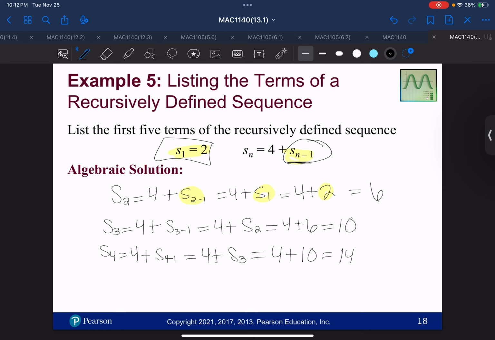And then the fifth term would be equal to 4 plus s sub 5 minus 1, which is equal to 4 plus s sub 4, which is equal to 4 plus 14, because that's what s sub 4 is that we just found. So this is equal to 18. So these are the first 5 terms of this recursively defined sequence.